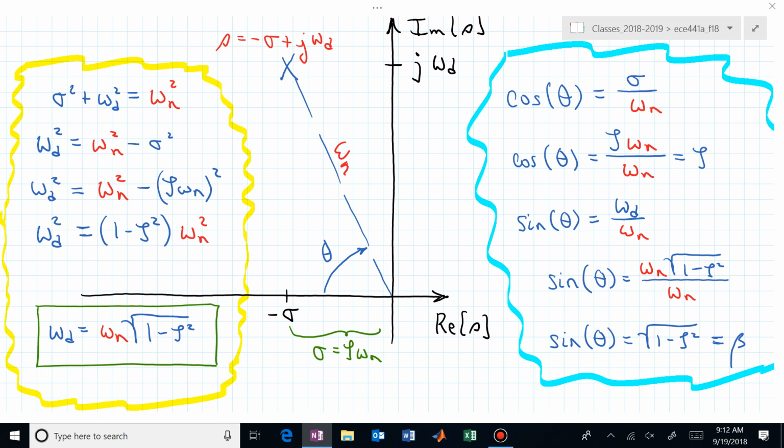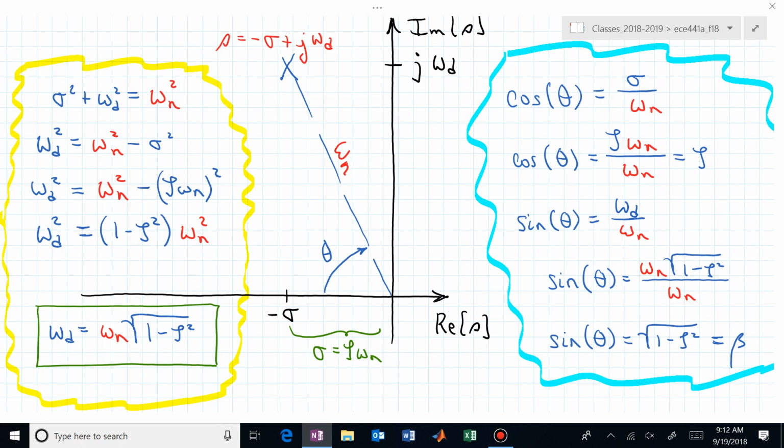But now we can use our Pythagorean theorem and our trigonometry to interrelate all of these different variables, sigma and omega sub d. I give you a sigma and omega sub d, you can put down the x. Is that clear? I give you a minus sigma plus j omega sub d, you can plot down that x in the S-plane.